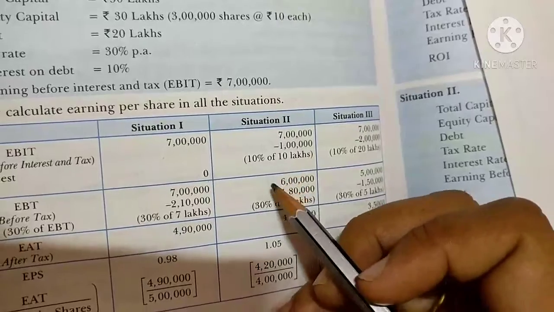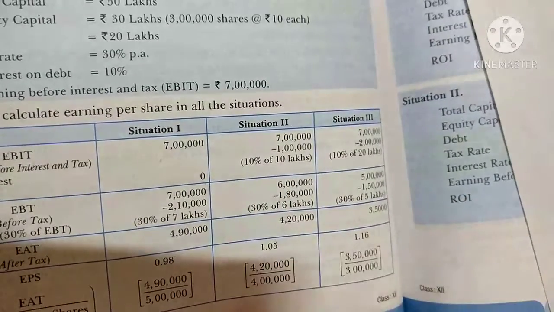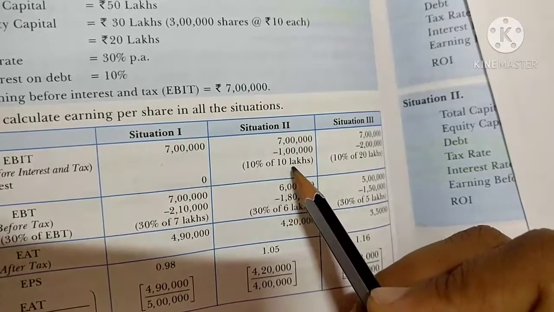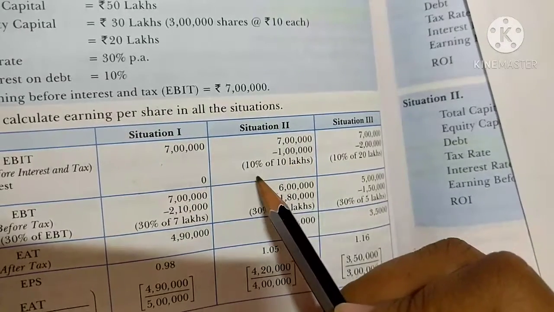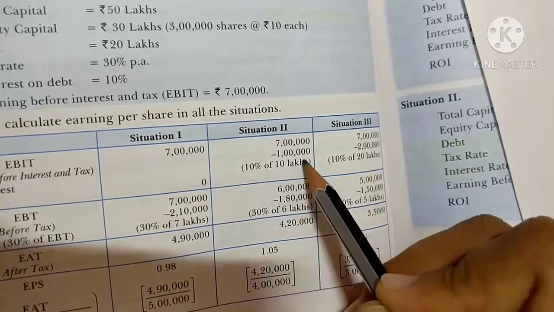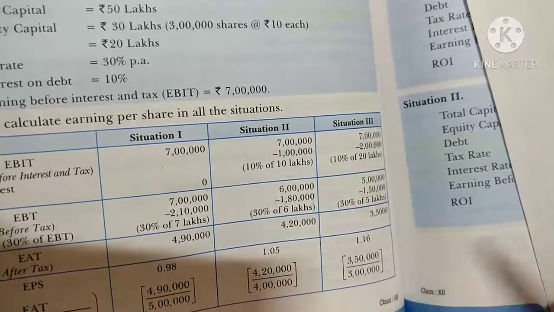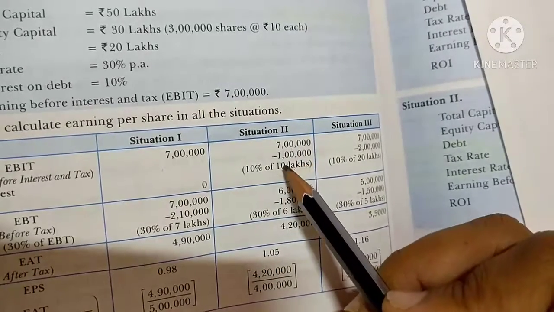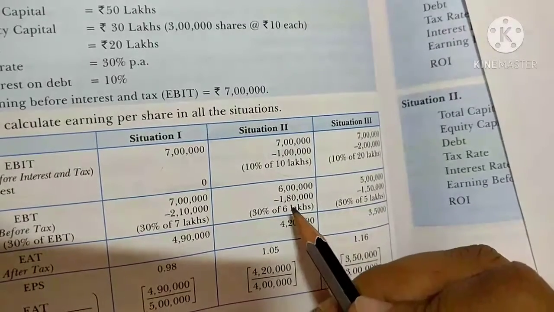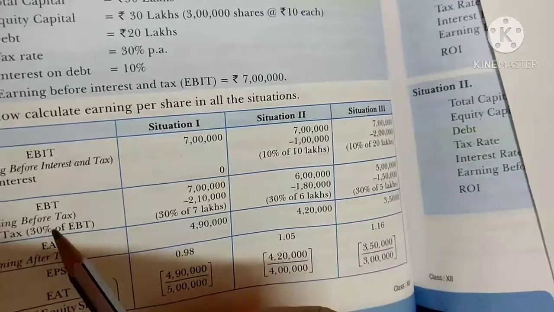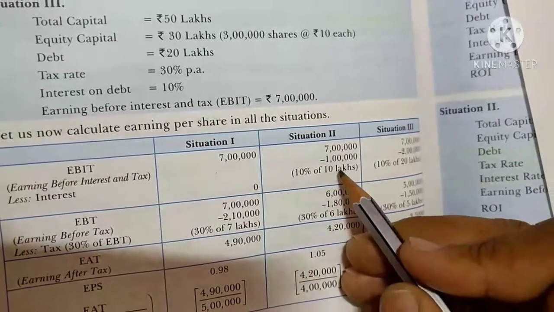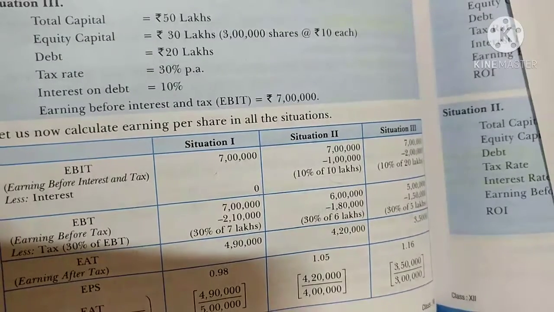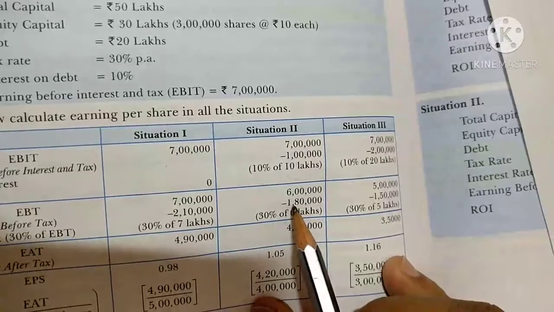Second situation, there was a 10% interest on debt. So there was a debt, how much? 1 lakh. How did 1 lakh come? Because 10% we have found on 10 lakh, because 10 lakh was our debt. So when we find 10% of 10 lakh, it comes 1 lakh. So our interest which we have to pay, it is how much? 1 lakh. So after deducting this 1 lakh from 7 lakh, how much comes? 6 lakh. This is our earning before tax. Now see, this 1 lakh we don't need to pay to shareholders, but we have to pay it to those people from whom we have borrowed, like financial institutions. Okay. So now how much left? Earning before tax 6 lakh.